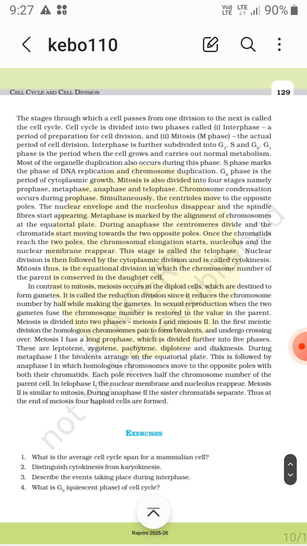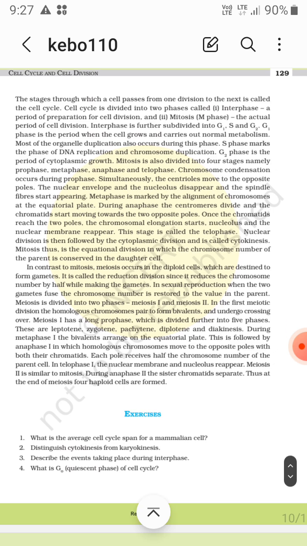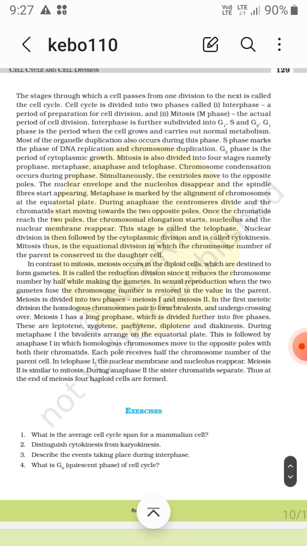The cell cycle is divided into two phases: interphase, a period of preparation for cell division, and mitosis, that is the M phase, the actual period of cell division. The interphase is further subdivided into the G1, S and G2 phases.